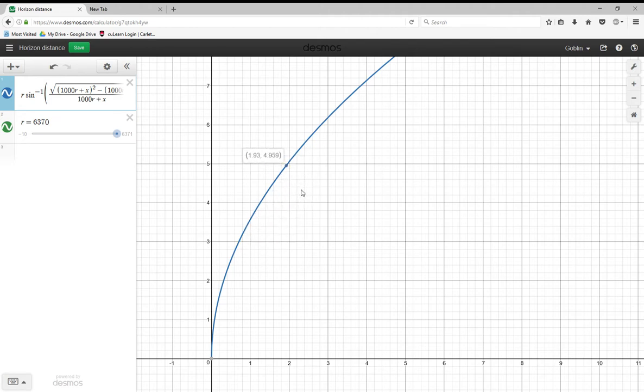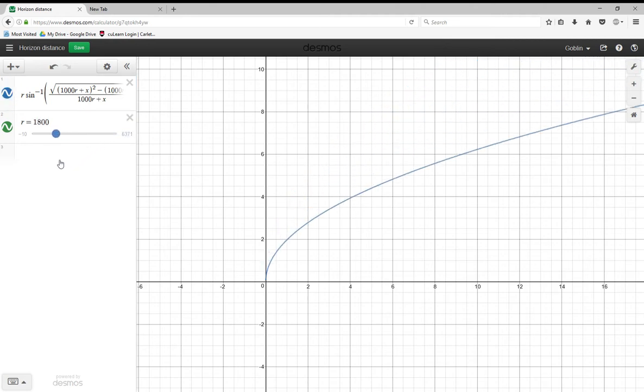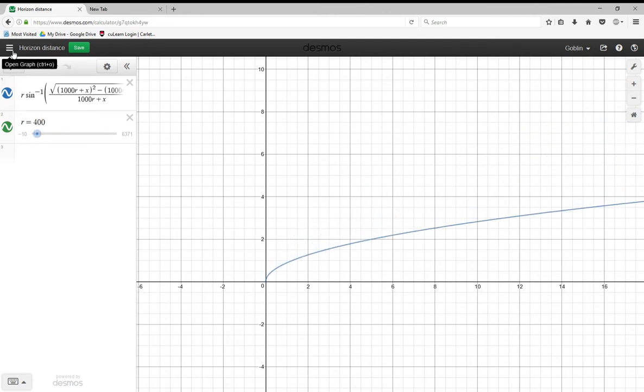X is 2. So if you're 2 meters tall, then the y on this function tells you that the horizon is 5 kilometers away. So this is a function that tells you how far away the horizon is depending on your height and depending on the radius of your Earth. The smaller your Earth is, the closer the horizon is. So the smaller the y value is.